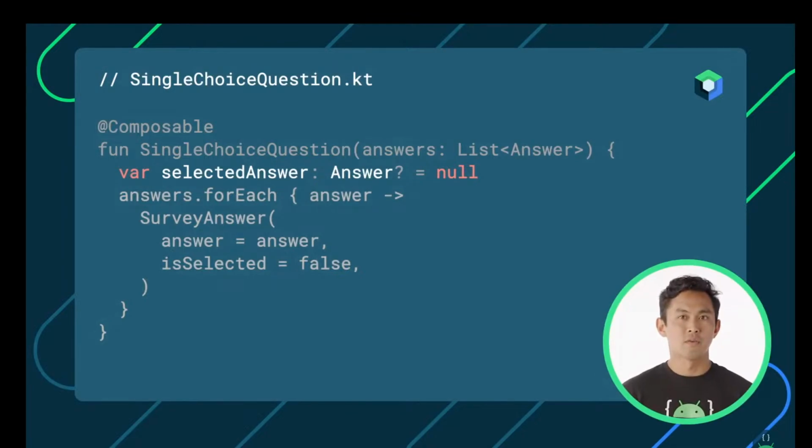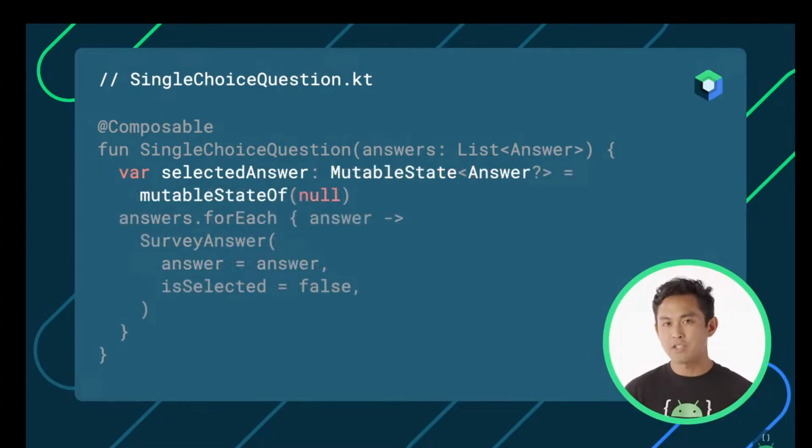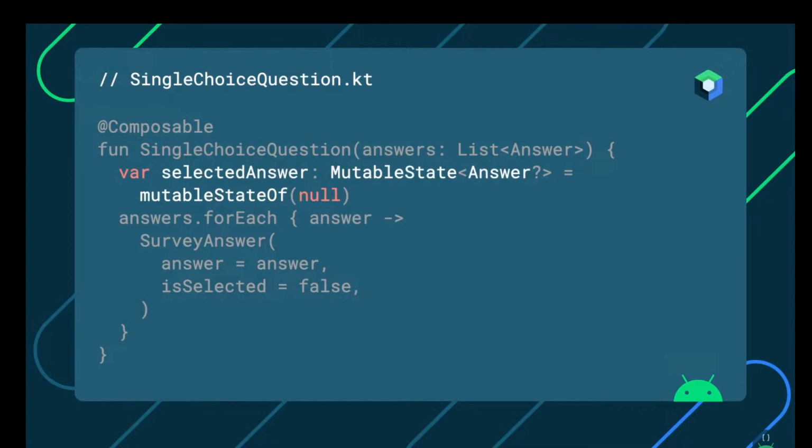But this isn't enough. We also need to be able to tell Compose that when this variable changes, recomposition should happen as well. To do that, we need to wrap the answer in a mutable state object. A mutable state is an observable type that is integrated within the Compose runtime. Any changes to the state will automatically schedule a recomposition for any composable functions that read it. To create a mutable state, we can call the mutableStateOf method. Since no answer will be selected initially, we initialize this to null.